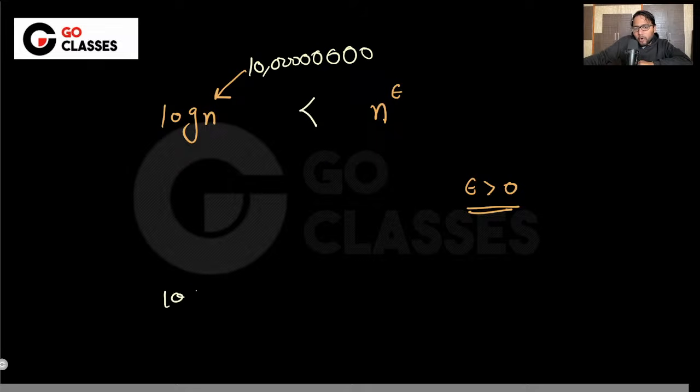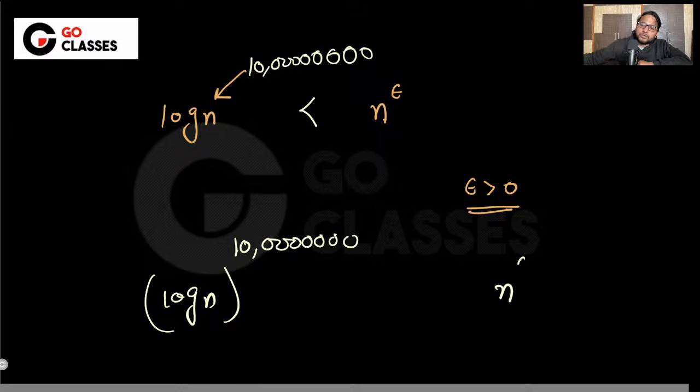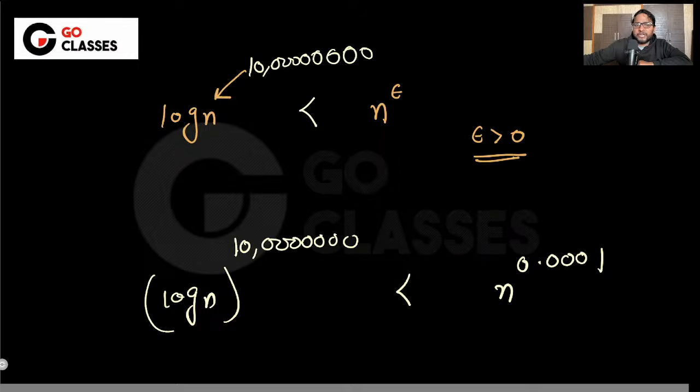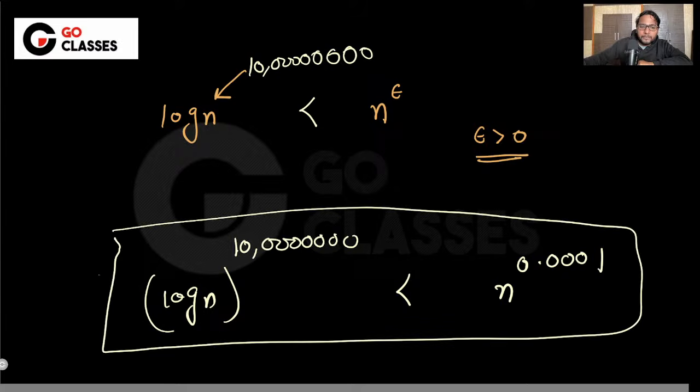Even if I ask you log n power 10, with whatever number of zeros, and n power 0.00001, then which one is greater? Also asymptotically, this one is greater. We will see why, but for now just take my word that n to any positive power is always greater. For example, if I say log n power k and here n power epsilon, then which one is greater?